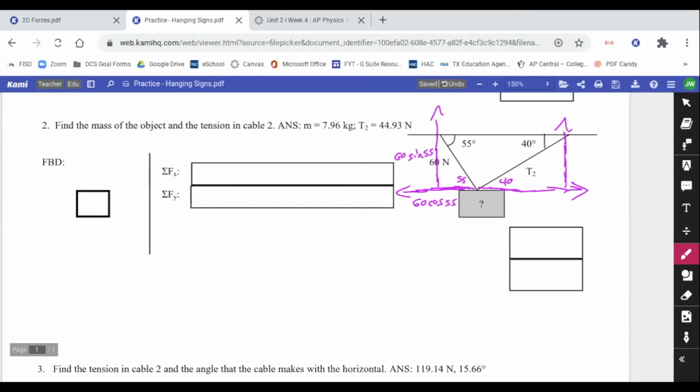For T2, we would have T2 cosine of 40, and going up, we would have T2 sine of 40. Going downwards, we have mass times gravity. If we looked at our summation of forces, this system isn't moving, so 60 cosine 55 is equal to T2 cosine of 40. Going down, we have mg, which is equal to going up, 60 sine 55 plus T2 sine of 40. From that point, I'm confident you could solve that.